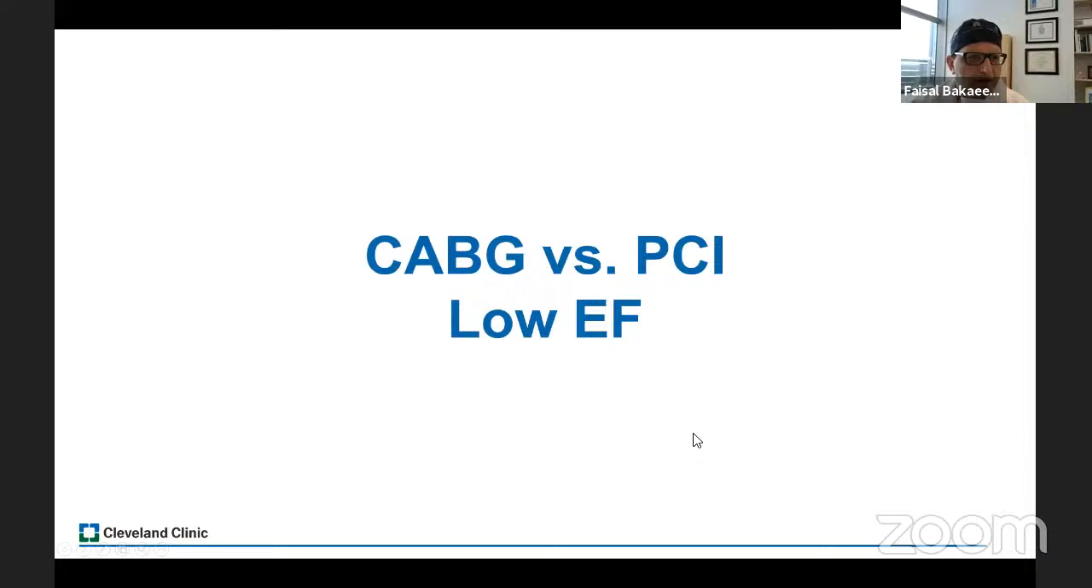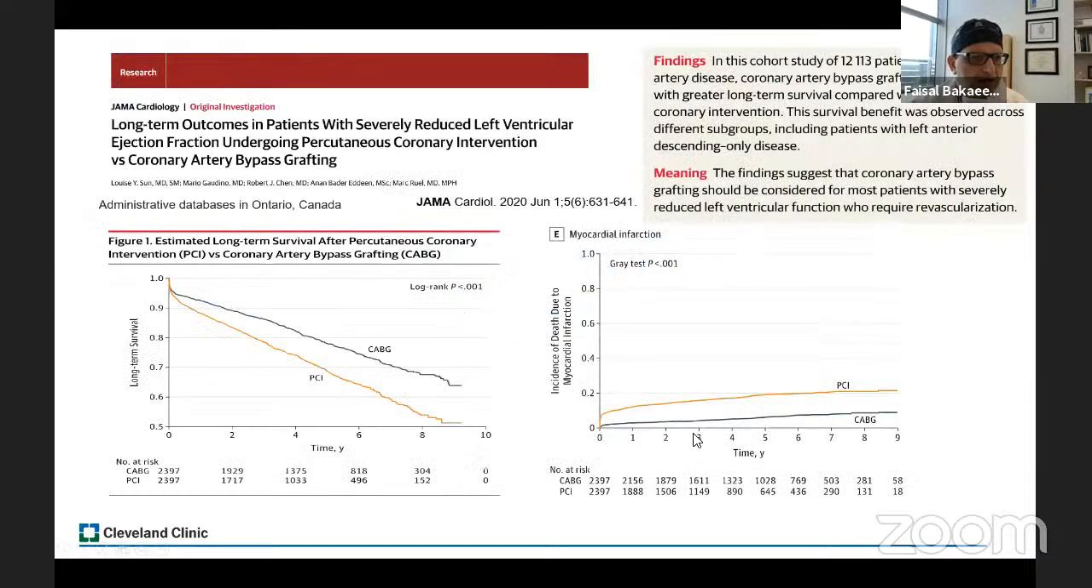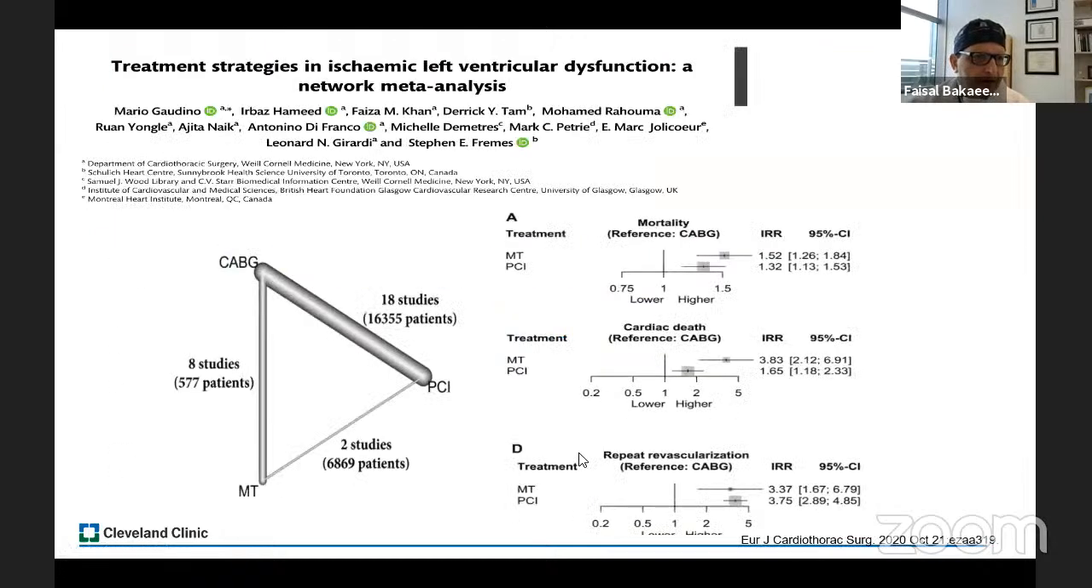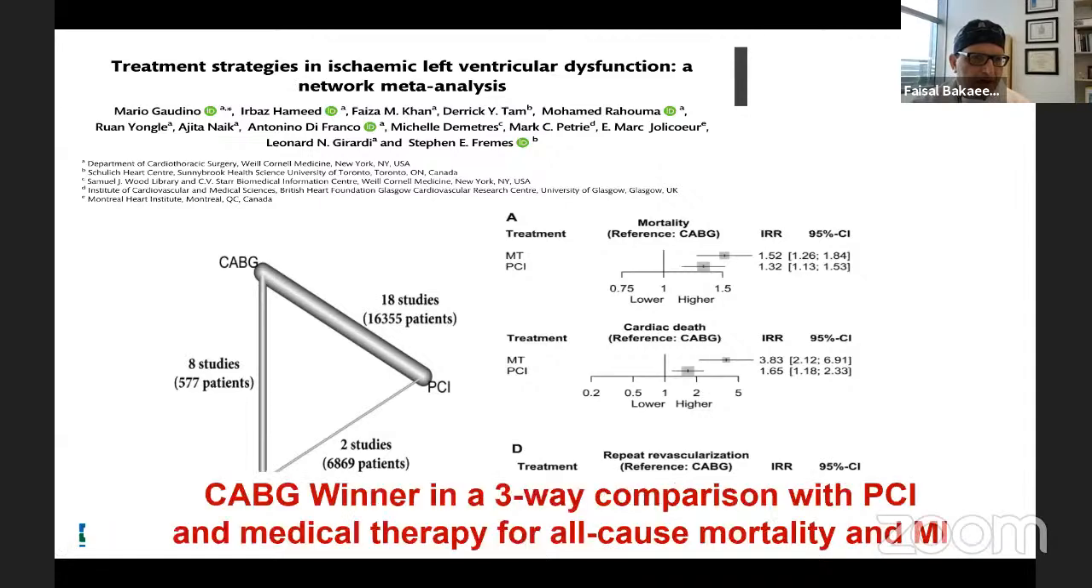What about in patients with low EF? This nice study by Mark Ruel, who is a senior author, demonstrated that CABG is superior to PCI in patients with low EF, and this is at the population level in Canada. If we look at it three ways, in patients with low EF, between CABG, medical therapy, and PCI, this meta-analysis shows that CABG is the winner, even in patients with low EF when compared to PCI and medical management.